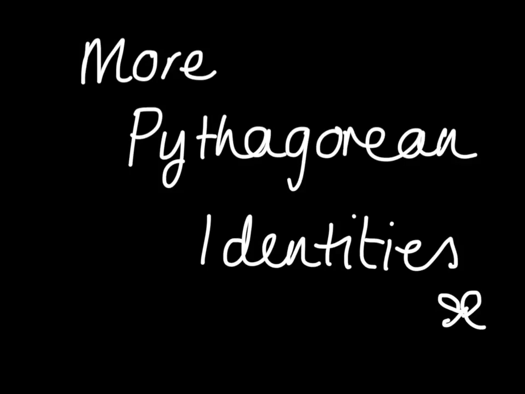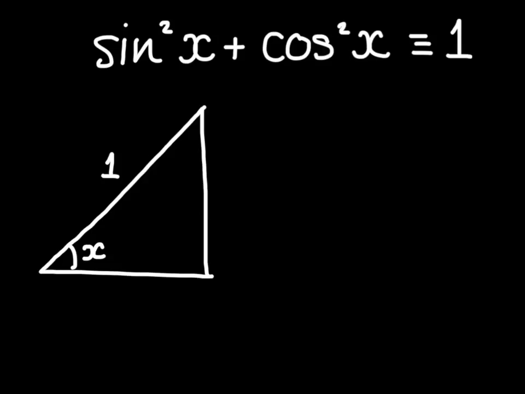So, more trig identities. These ones are for C. Hopefully from CT you'll remember our identity that we already know, that sine squared x plus cos squared x is always equivalent to 1, and that three-lined equals sign means that no matter what value I give x, that will always be true.